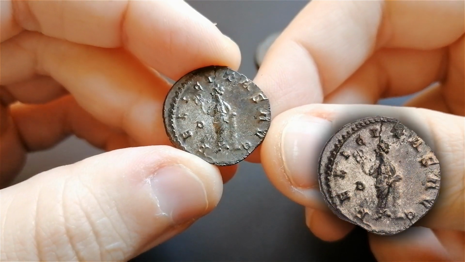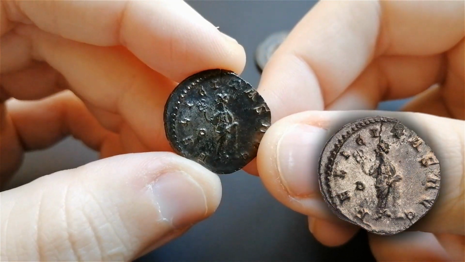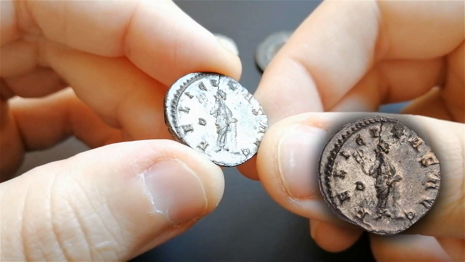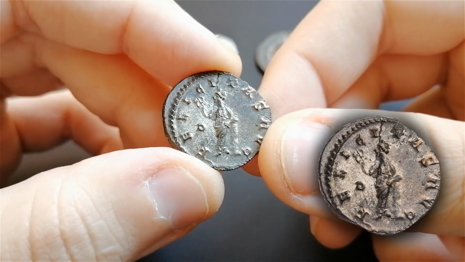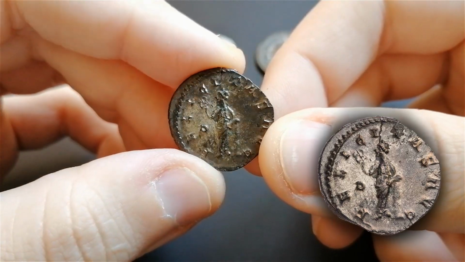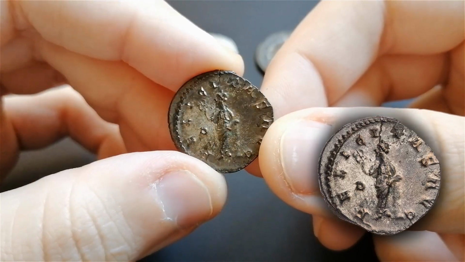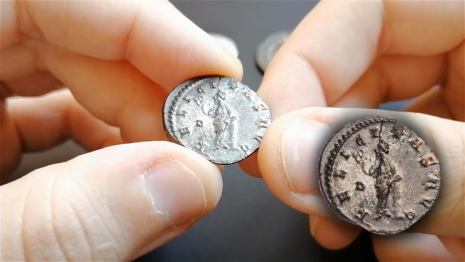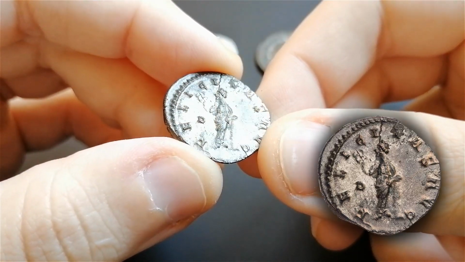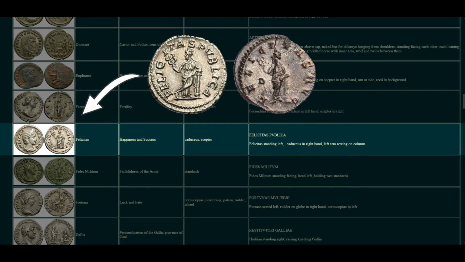The best way to illustrate it is to use a couple of coins I recently added to my own collection. Let's take a look at this first one. As we can see, the legends are not very strongly struck, but we can clearly see the figure leaning over a little column and holding some object. It didn't take long for me to find a similar example.